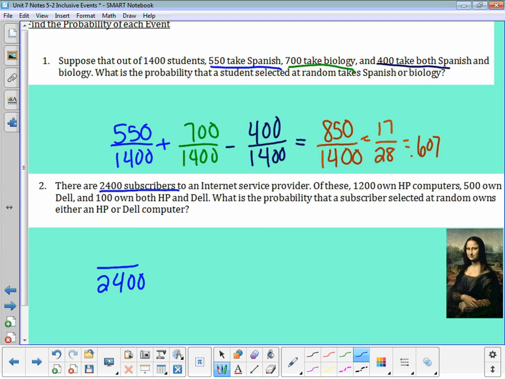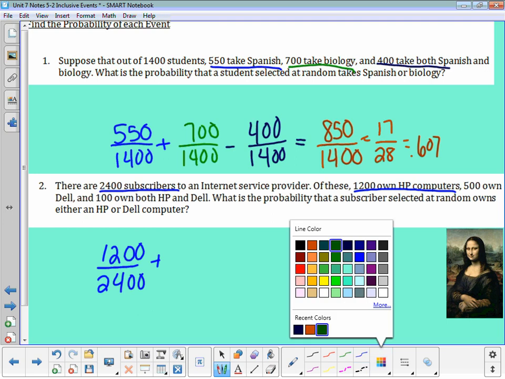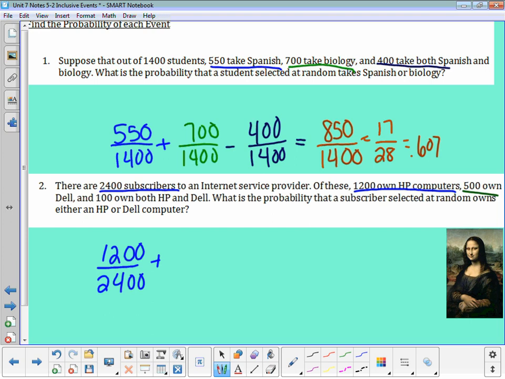So let's start by finding the probability that it's an HP owner. There's 1,200 HP owners. So we have 1,200 with an HP. Now I want to calculate the probability separately of getting a Dell. We only have 500 with a Dell. So we have 500 divided by 2,400.